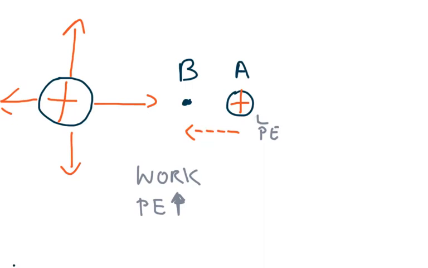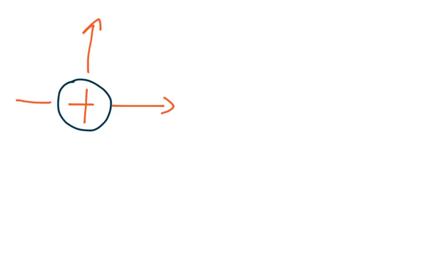So remember, every single time we apply work, potential energy will increase. Next example, we're going to do something very similar. You have a positive charge, and the field is going away from our charge. And then we have a smaller charge B, a positive test charge B. It's right here. And we have a point A in here.